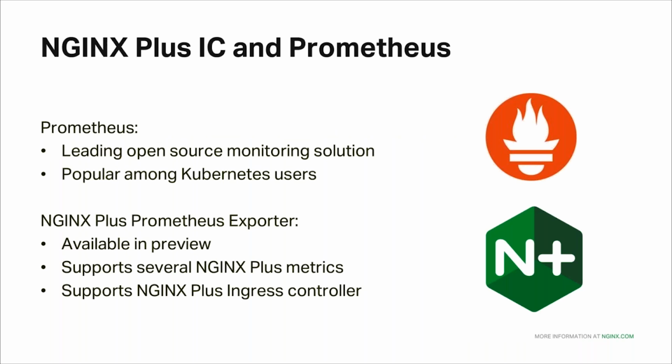Many of you probably heard about Prometheus, and perhaps some of you are already using it. Prometheus is a popular open source monitoring solution, and it is extremely popular among Kubernetes users. And we are very happy to announce the NGINX Plus Prometheus exporter. In our previous demo, we showed the NGINX Plus dashboard, and most of those metrics that were available through the dashboard can be exported to Prometheus. Our Prometheus exporter is currently in preview, and we invite you to try it out. You can start using it with the NGINX Plus Ingress controller.